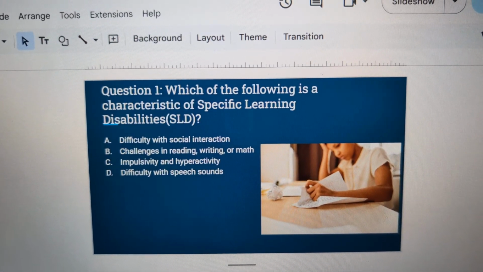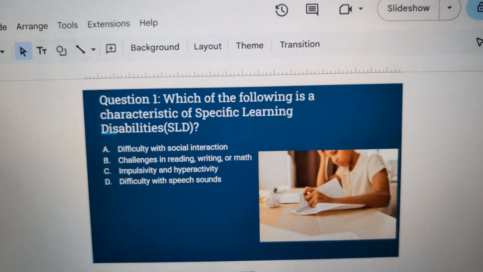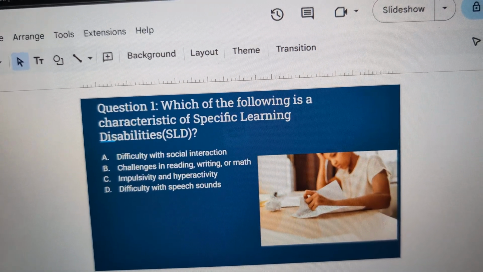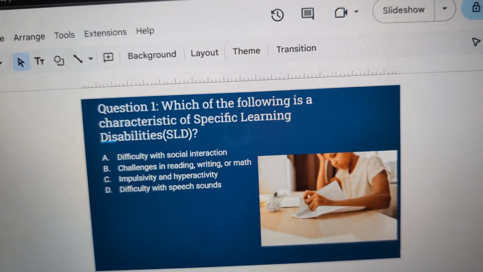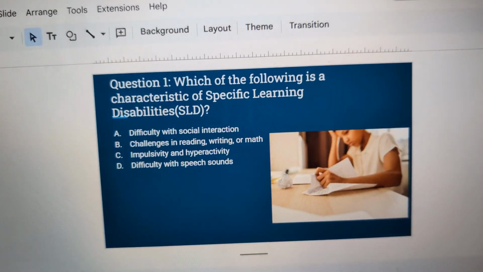Some students have a disability in more than one area, such as having difficulty understanding number concepts, calculations, grammar, or punctuation.